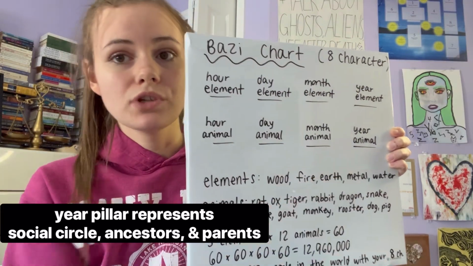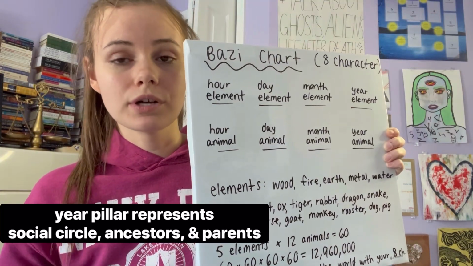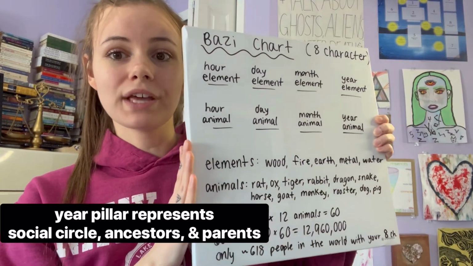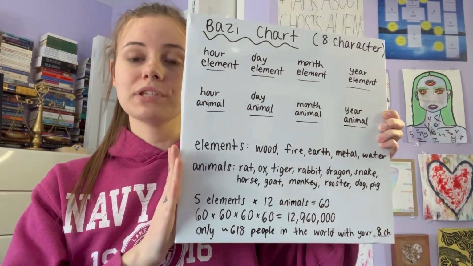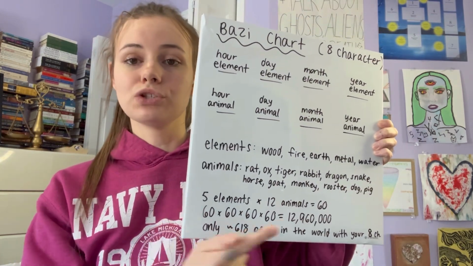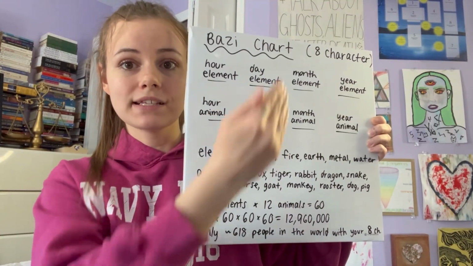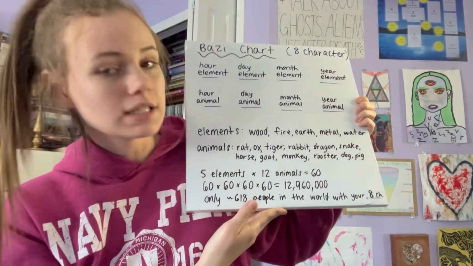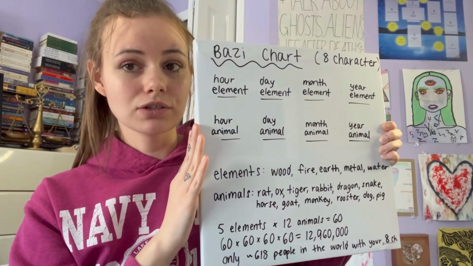And then the years, which are by far the most popular right now, 2026, we just entered the year of the fire horse. It's a yang sign. Pretty much everybody knows what year they were born in and what's their Chinese zodiac for the year they were born in, but most people don't know the month, day, or hour. So I wrote some handy dandy little notes here about how there are 5 elements and 12 animals. So if you multiply 5 by 12, you get 60. If you multiply 60 by 60 by 60 by 60, you get 12,960,000 different combinations of this 8-character chart.